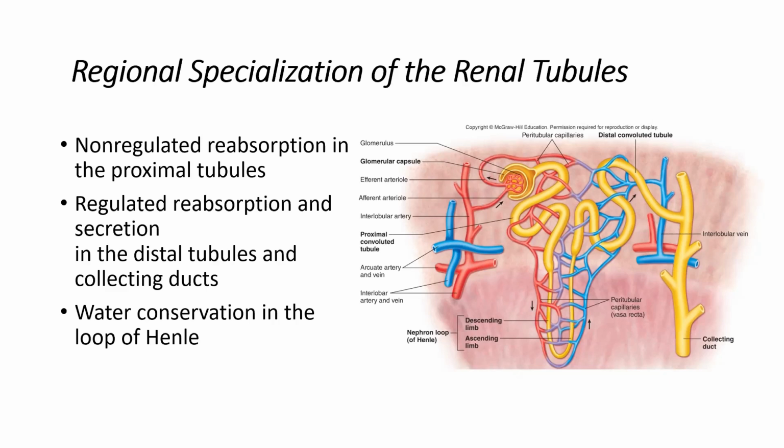The loop of Henle is where we really see water conservation. So water is being reabsorbed here, specifically the descending limb. Solutes are being reabsorbed on the ascending limb, but this is how we conserve water. And we'll talk a lot about how the loop of Henle is really important for concentrating the urine and pulling most of that water back, but really making the urine as concentrated as it can be.